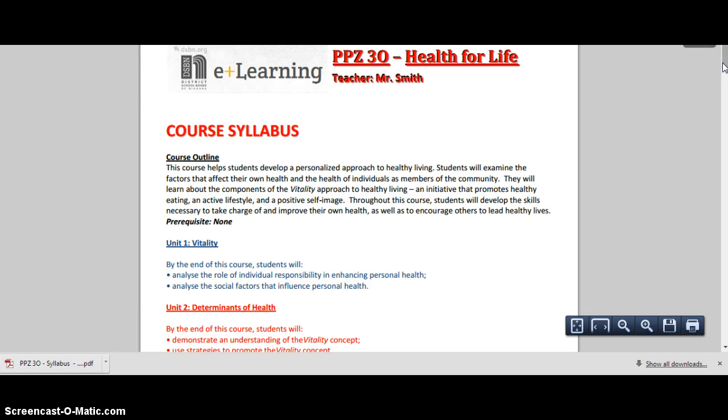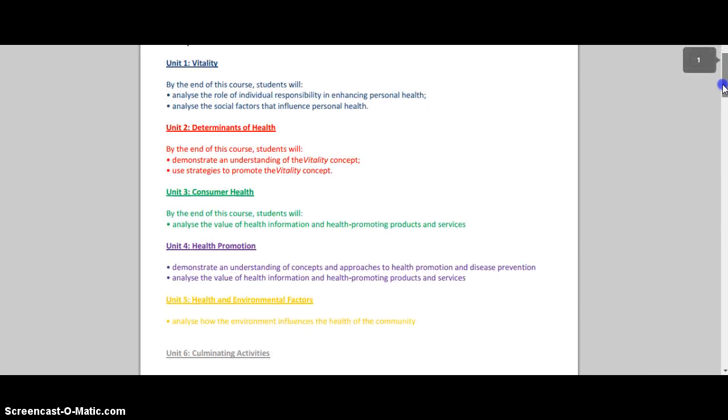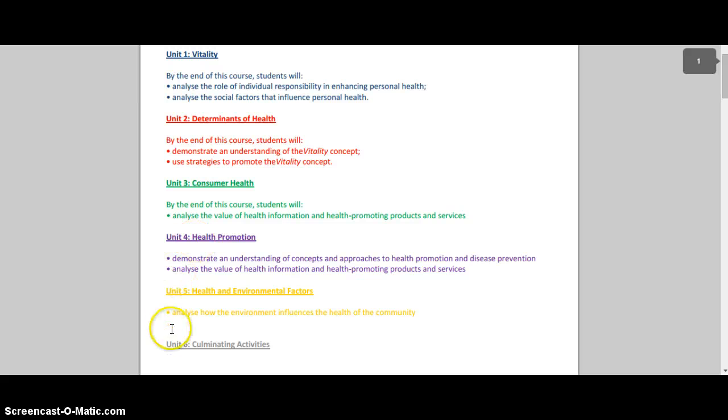So this is how I'll show you guys. First of all, the course outline is right here. You can read through that on your own. Then you'll notice that I have all of the units. We have a total of 6 units, with the 6th unit just being the culminating activity. They're all color coordinated. So 1, 2, 3, 4, and 5 are color coordinated, and the overall expectations from the ministry curriculum documents are there.